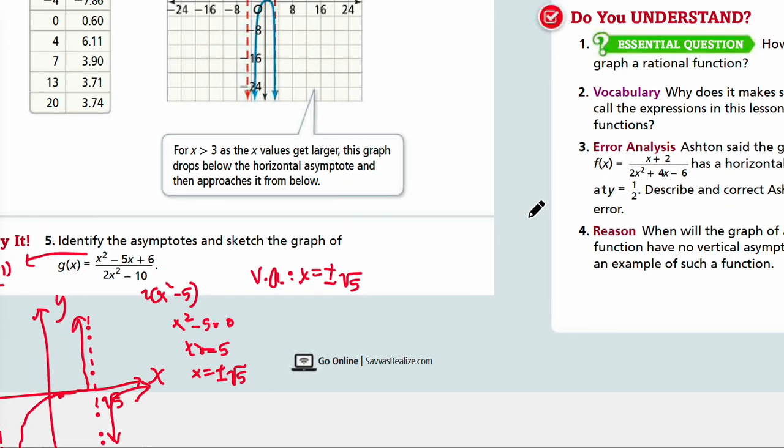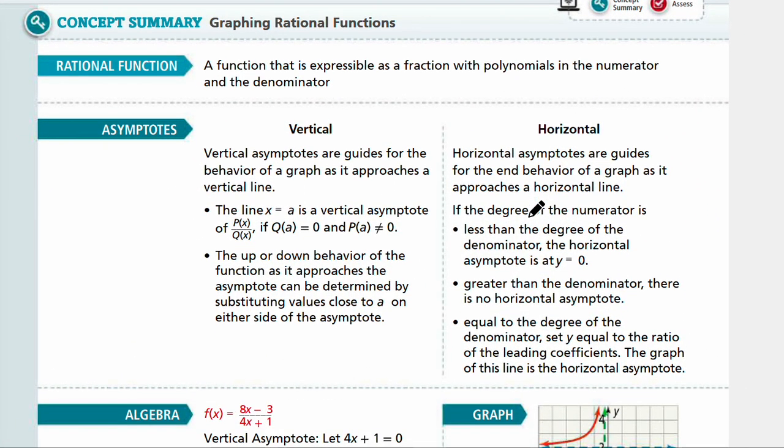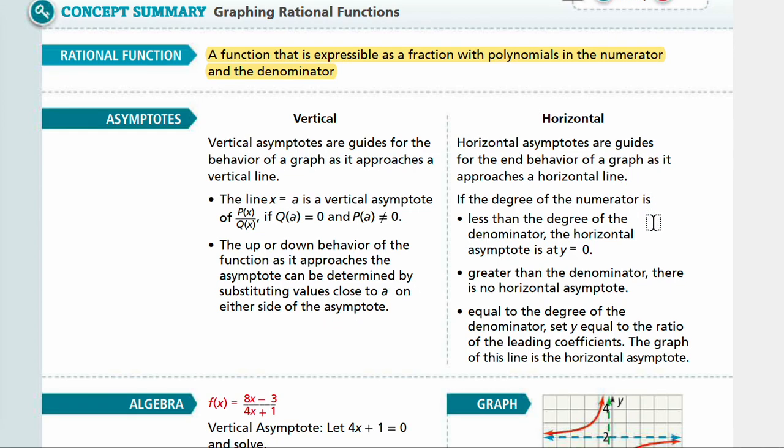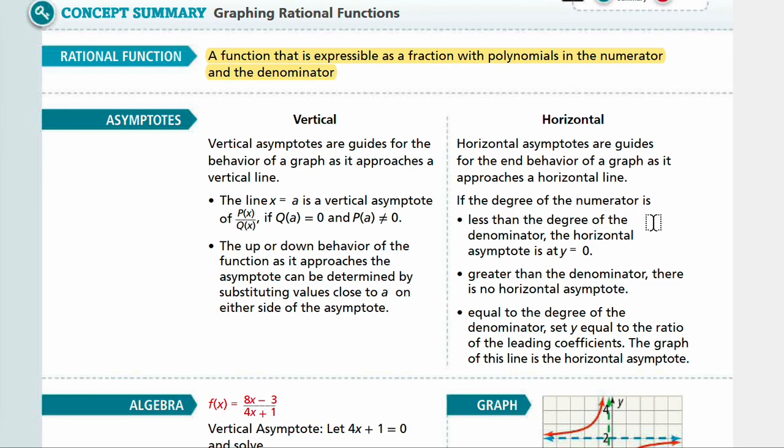Okay, so let's summarize our lesson, graphing rational functions. Remember that a function that's expressible as a fraction with polynomials in the numerator and the denominator is called a rational function. So this is the definition of a rational function. And you need to have polynomials on both the numerator and the denominator. And you'll be able to figure out vertical and horizontal asymptotes to graph your function and to be able to see where your end behaviors are approaching.